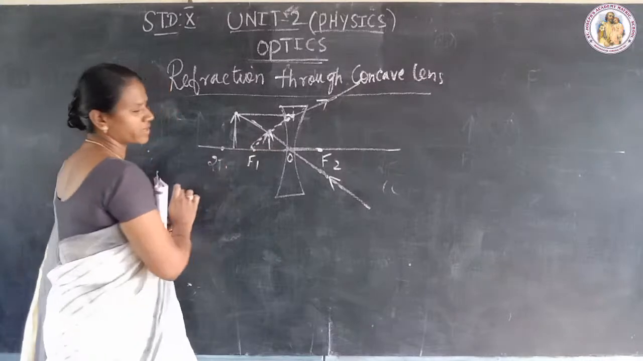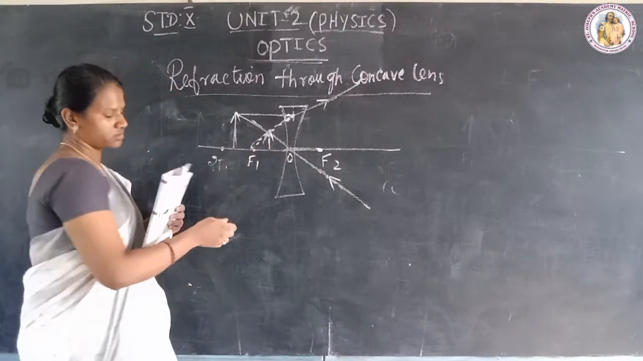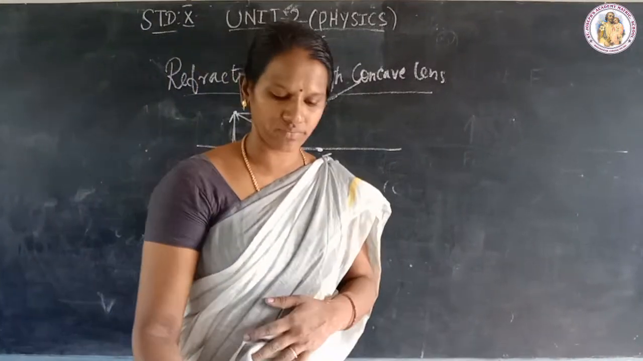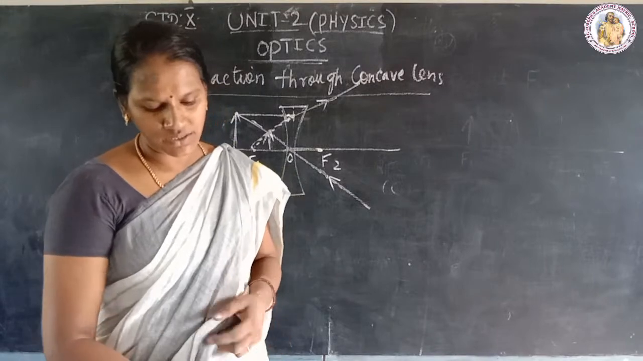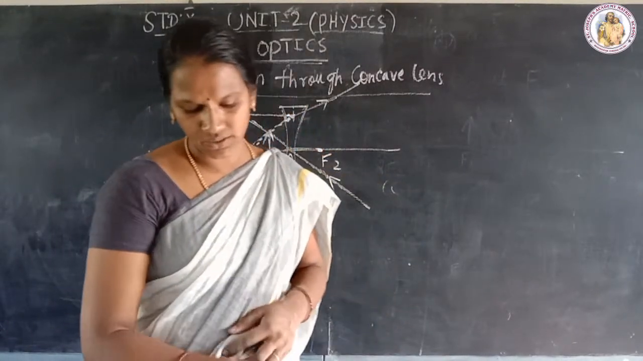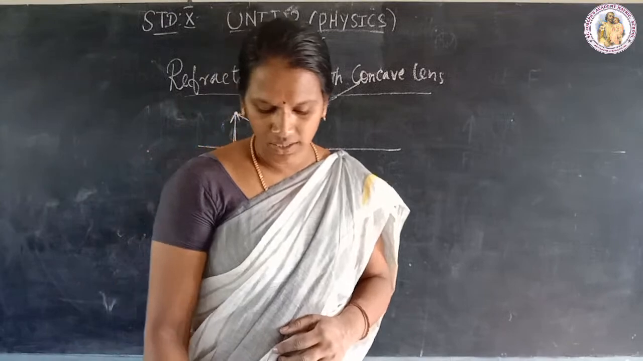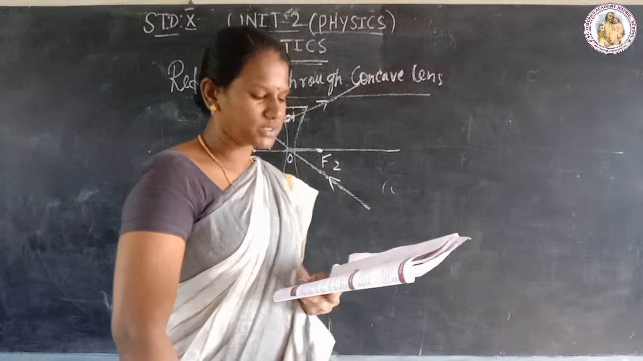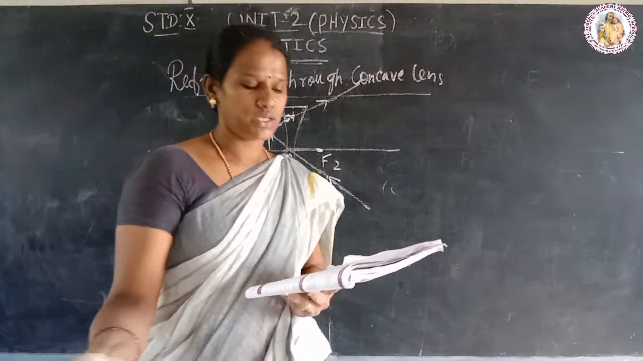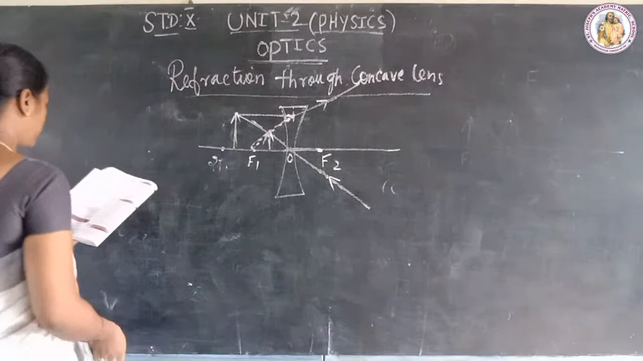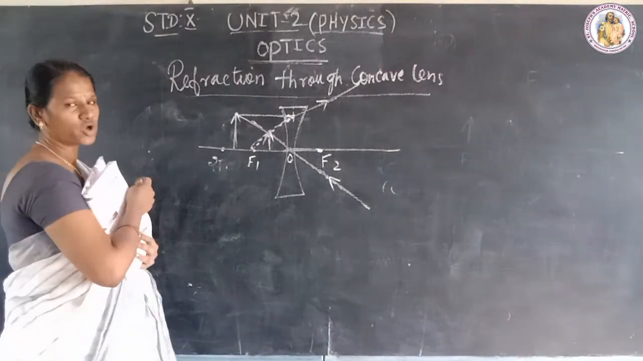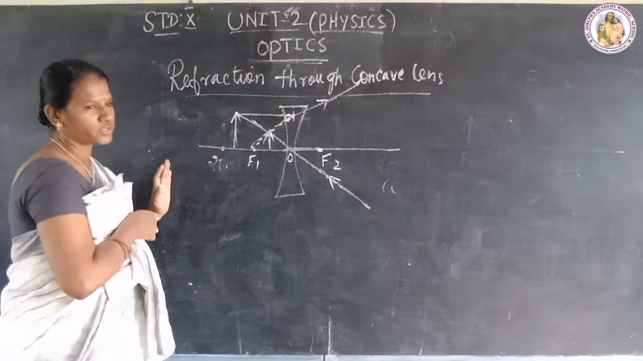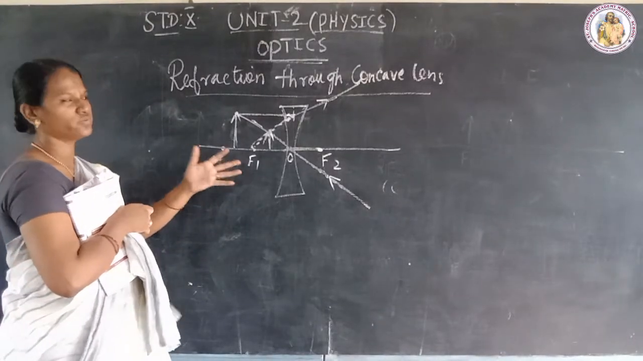So here the image will form. What about the image? The size of the image is diminished; it is smaller than the object. As the distance between the object and the lens decreases, the distance between the image and the lens also keeps decreasing. The size of the image formed increases as the distance between the object and the lens decreases. This is shown in the figure. In concave lenses the image is erect; it is actually a virtual image.